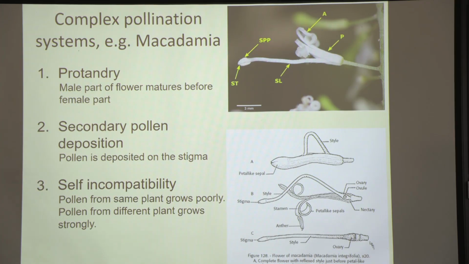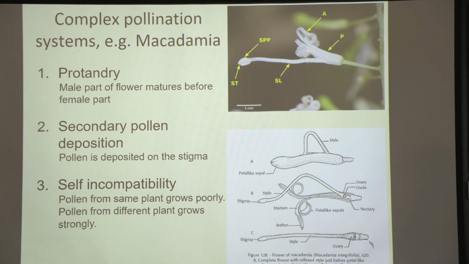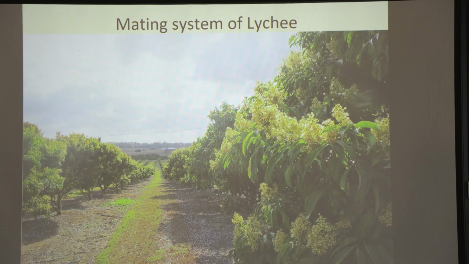Oh, that's just showing. I should have used this one. Anyway, no worries. There you can see the female part and see all the pollen dumped on the top of it. And the anthers have peeled back and peeled out of the way. They don't have any pollen on them anymore. Yep. All right. So, lychee.